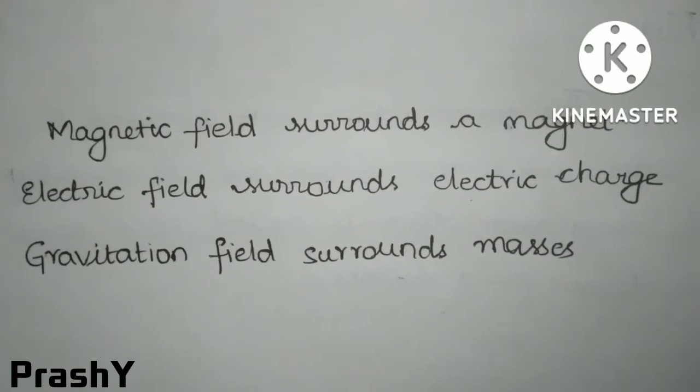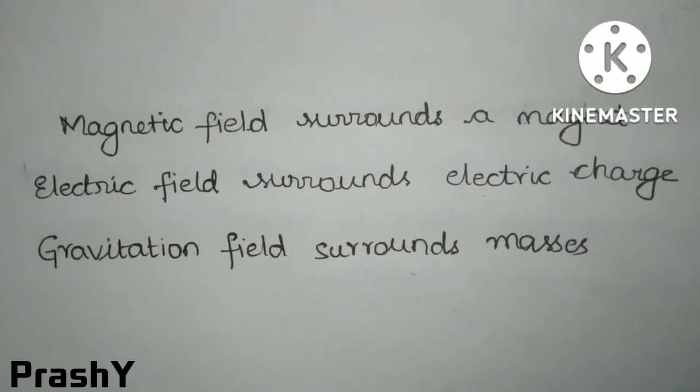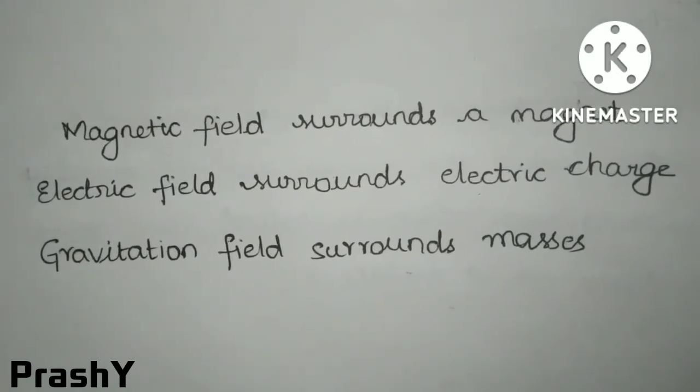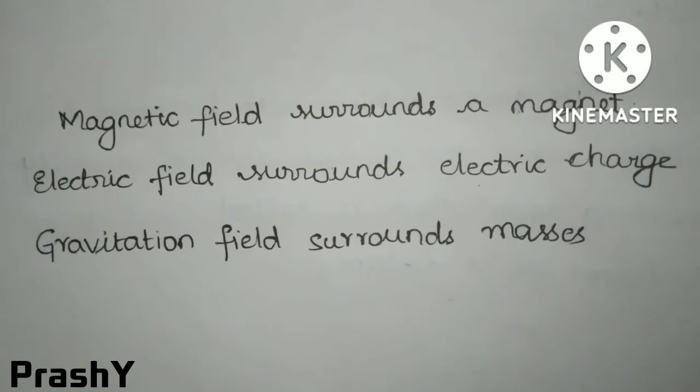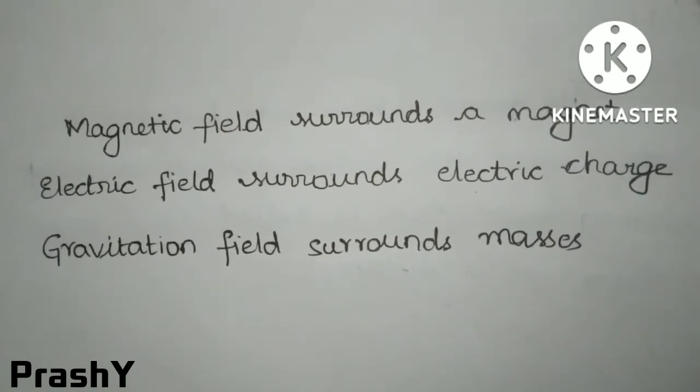So the magnetic field surrounds a magnet, electric field surrounds electric charges, and gravitational field surrounds the masses. Magnetic force, electric force and gravitational force are field forces. So these three have fields around them.